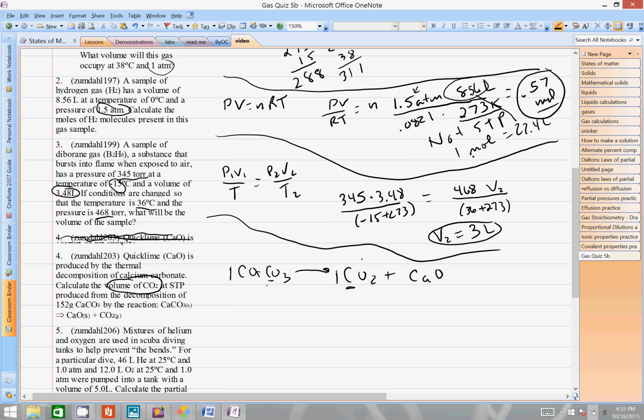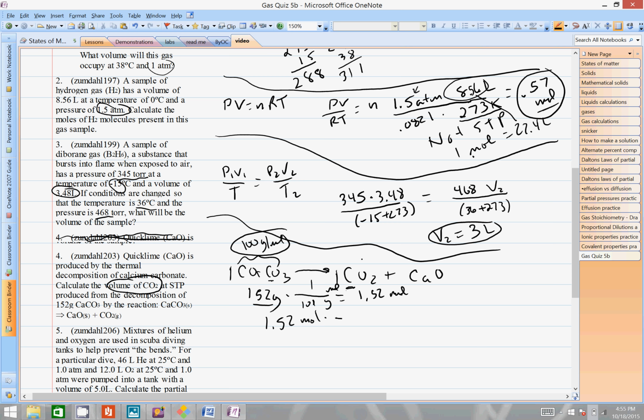First things first, convert this guy to moles. I have 152 grams in what units. The molar mass of this guy, add those guys up, 100 grams per mole. So 1 mole weighs 100 grams. I have 152. That's 1.52 moles. How do I get that? Well, it's 152. Get rid of grams and go to moles. Here's the relationship right here. So 100 grams equals 1 mole. And we get equals 1.52 moles.